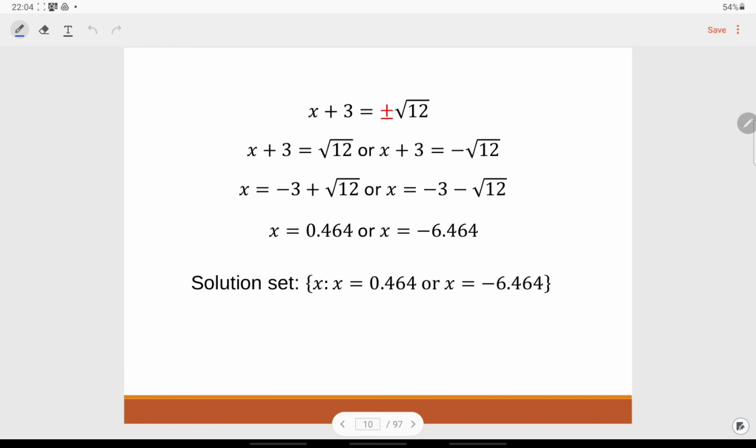So we know that the value can be positive or negative, can be plus or minus. So we divide into two sides. We have x plus 3 equal to positive 12 or x plus 3 equal to negative 12. So we solve for the unknown x, because our interest is to know the value of the variable x. So we take 3 to the other side, and we come out with these two values. So we summarize the answer in the solution set form. So this is the final answer.